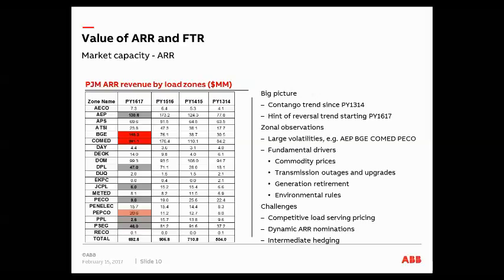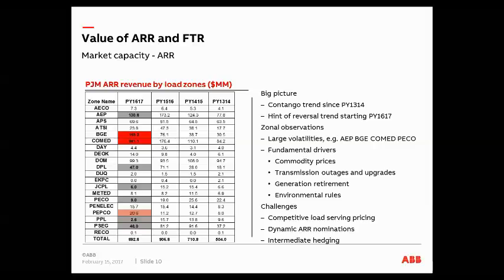So the next topic is the market value of FTRs and ARRs. The chart to the left is a summary of the PJM ARR revenue in the past 4 years, downloaded from the PJM website. By looking at this chart, we can see a couple of issues. The big picture is we have a contango trend since planning year 13-14, so the congestion tends to increase. We have a little bit of a reversal trend starting from the current planning year.